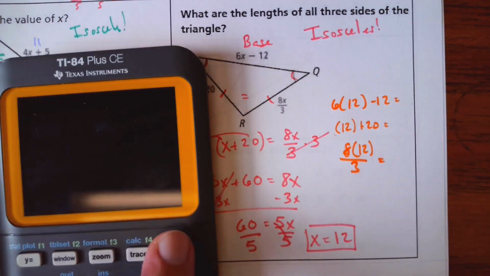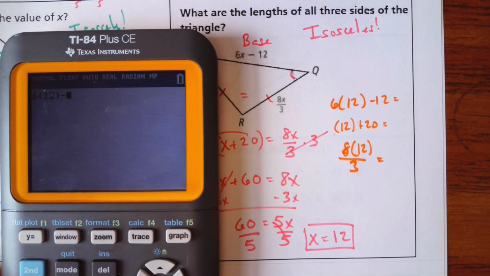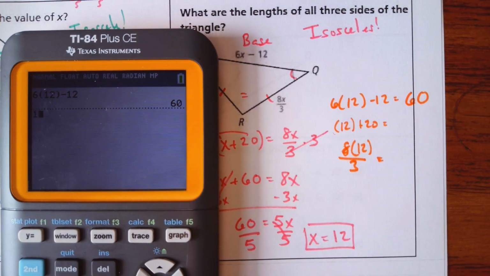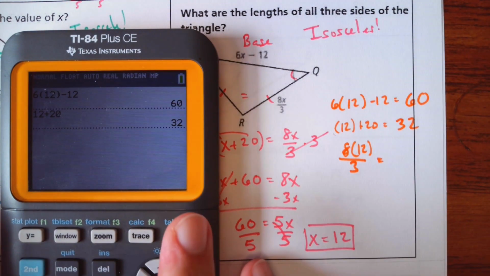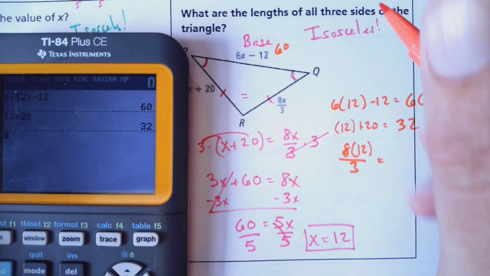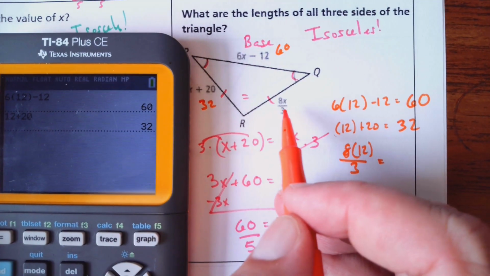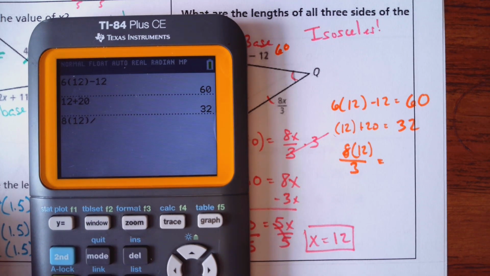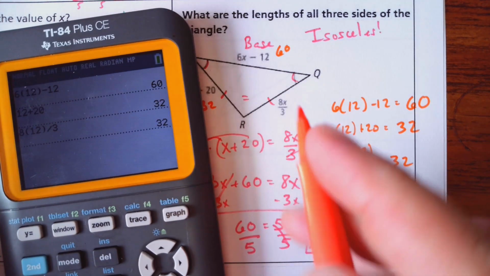All right, save myself some time. I'm just going to get the calculator out. So 6 times 12 minus 12, 60. 12 plus 20, 32. So right now we know that this one is 60. We know that this one is 32. Well, isosceles, this one should be 32. So let's check it. So 8 times 12 divided by 3 gives me 32.